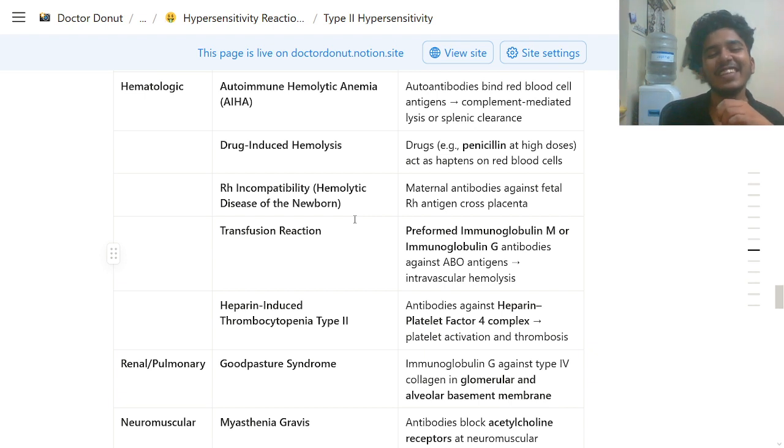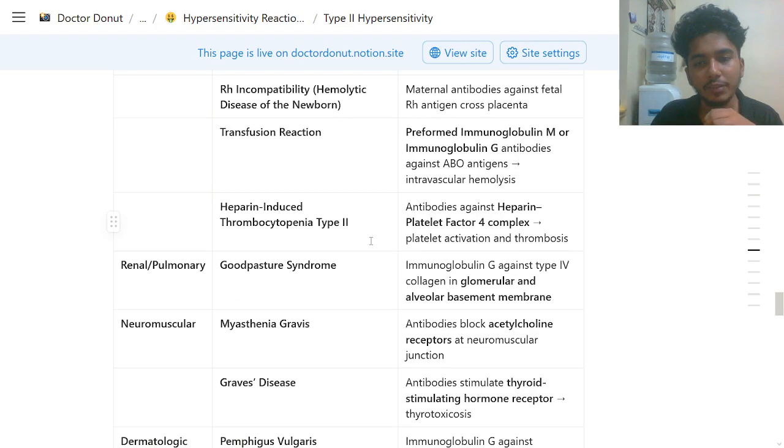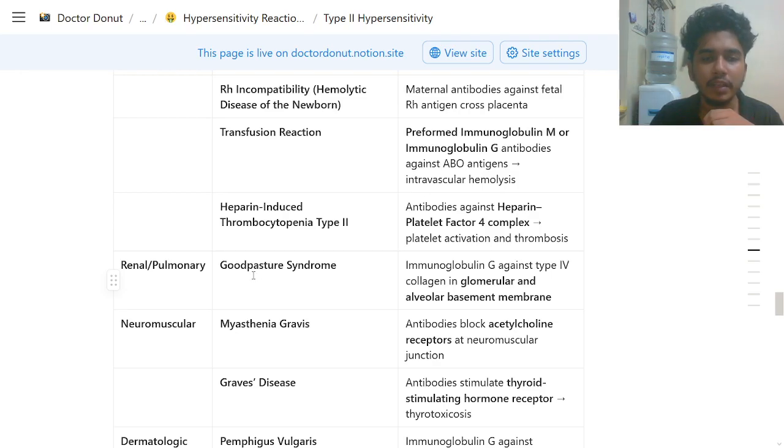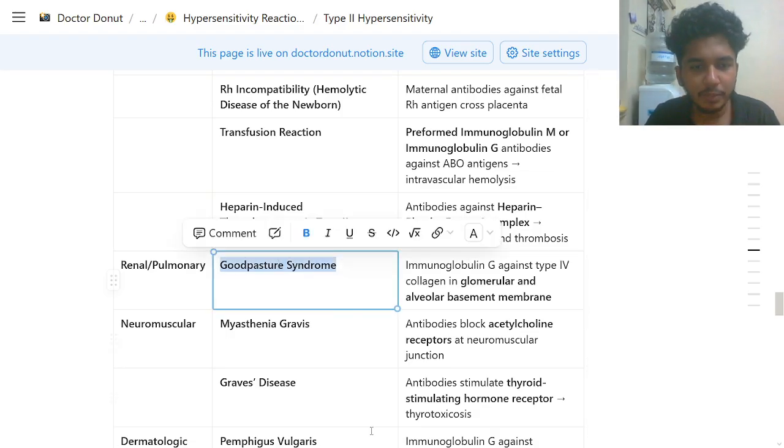Then you have heparin-induced thrombocytopenia type 2, wherein antibodies are found against the heparin-platelet factor 4 complex that leads to platelet activation and thrombosis. Now, looking at renal and pulmonary conditions, you have Goodpasture syndrome, which involves lungs and kidneys. What else? Let me just get it for you.